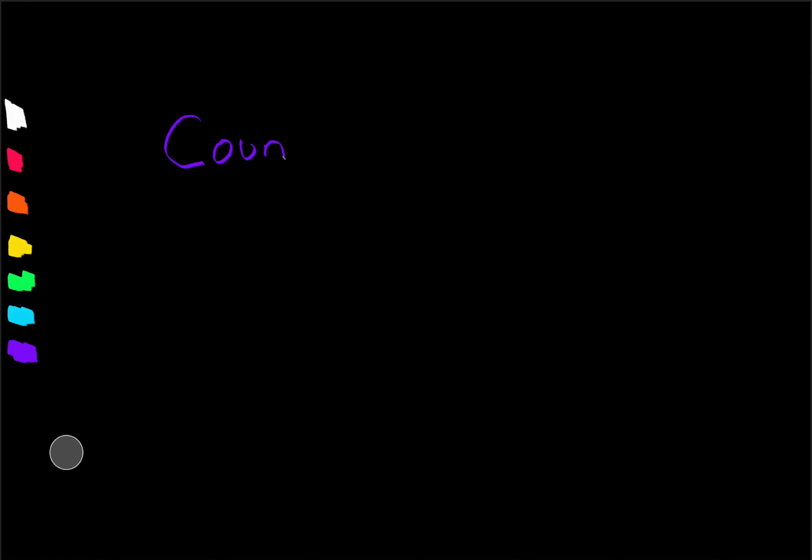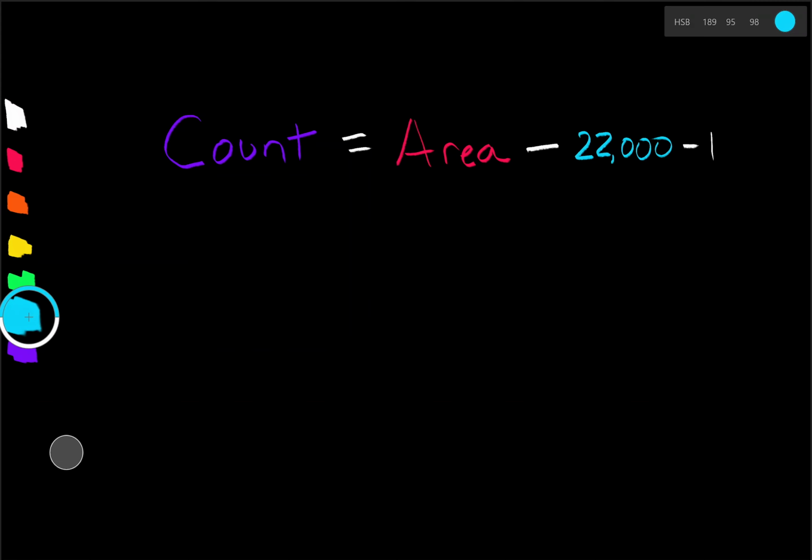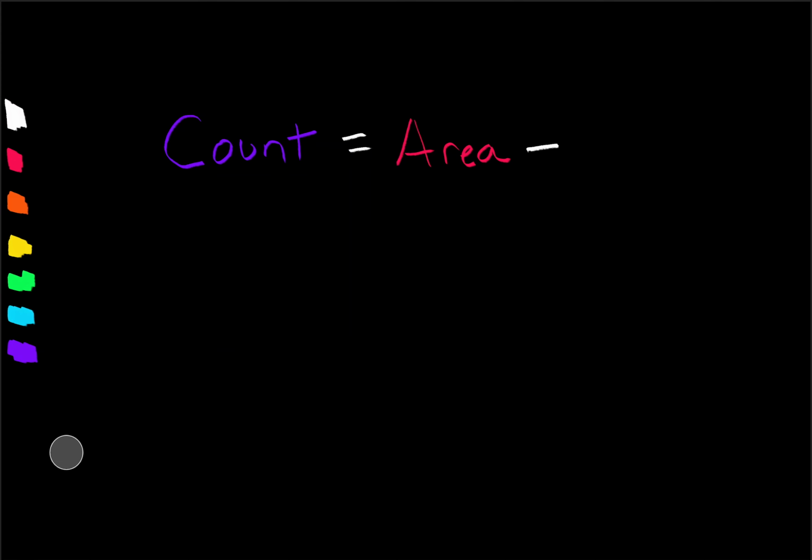Count equals area minus 22,000 minus 12,000. Or you can write it as minus 34,000. This is what we have to work with to determine the total number of campsites.